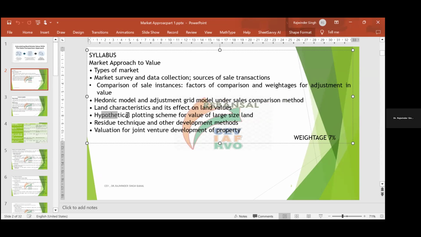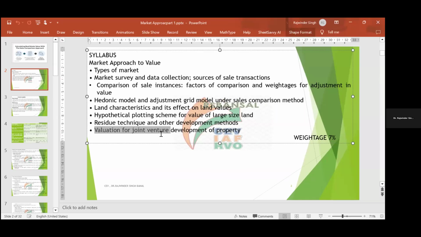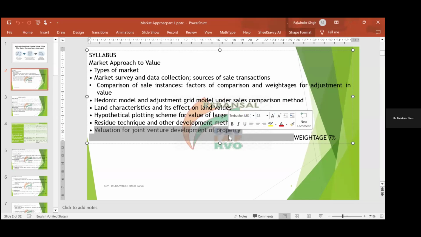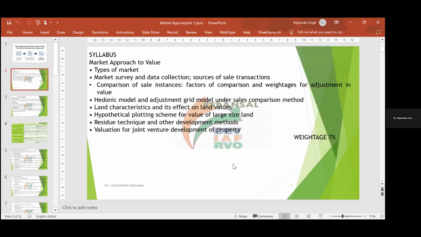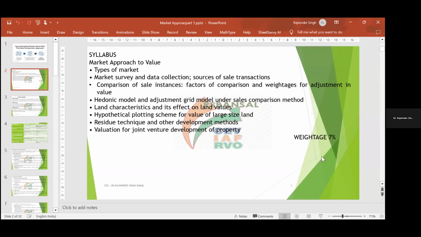Hypothetical plotting scheme for value of large land. Residue technique and other development methods. And in the end, you have to study valuation for joint venture development of property. And it has a huge weightage of 7%. Mostly you will be getting the theory part out of it, but maybe sometimes you will get some numerical part also.